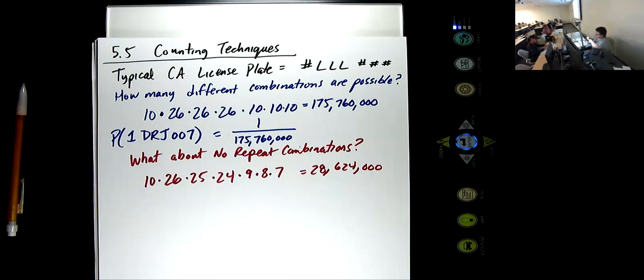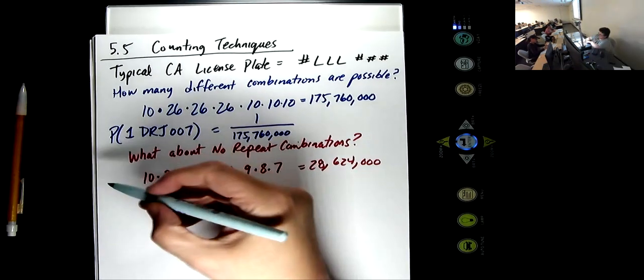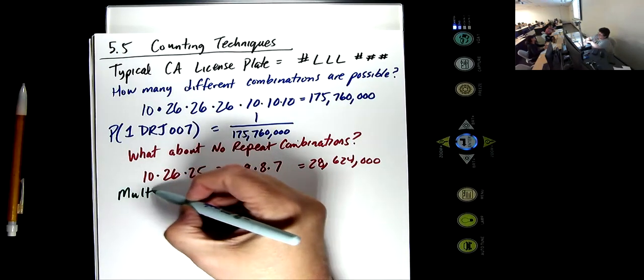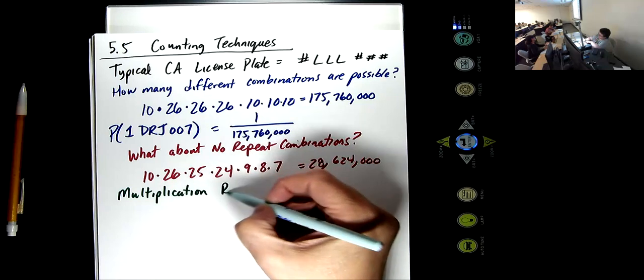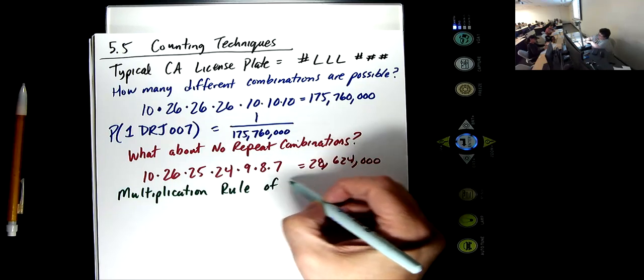This is called the multiplication rule of counting. You just multiply the options.